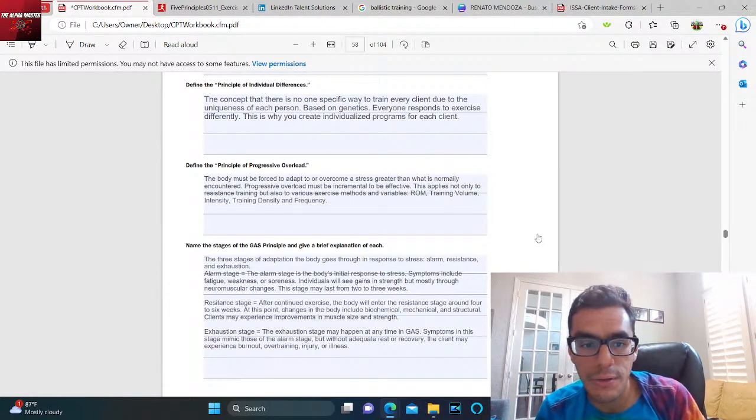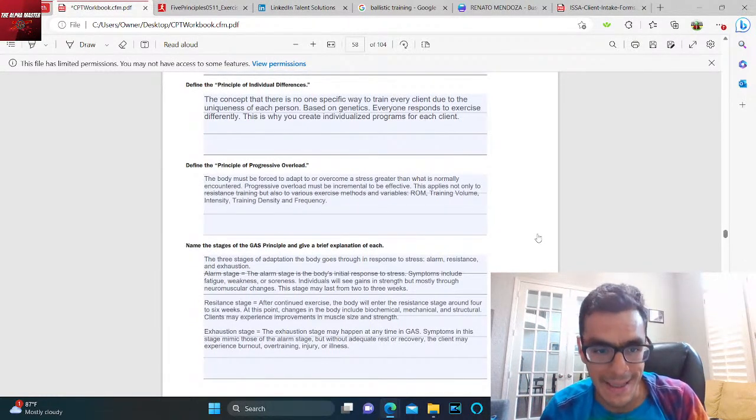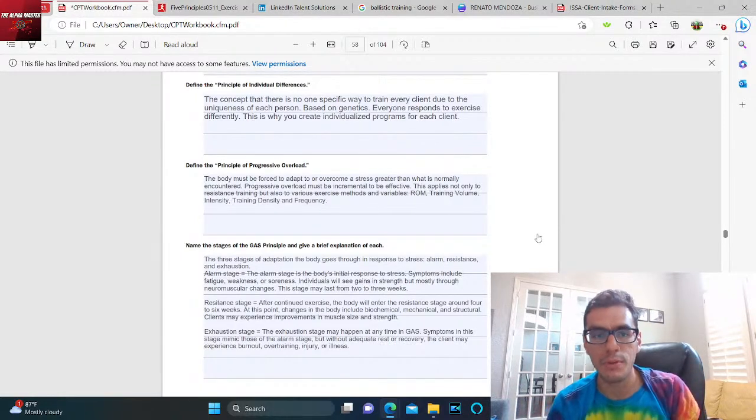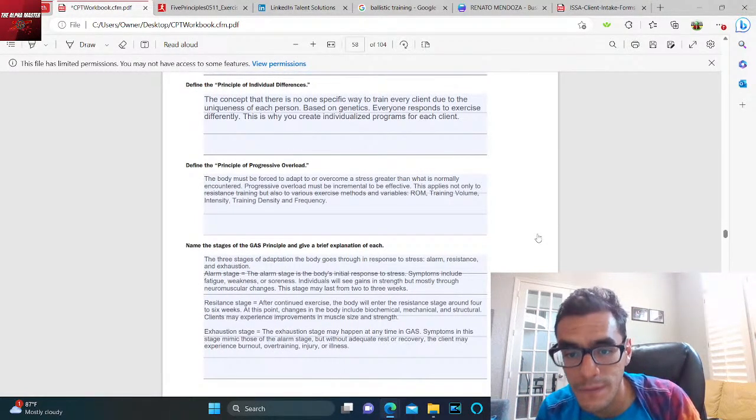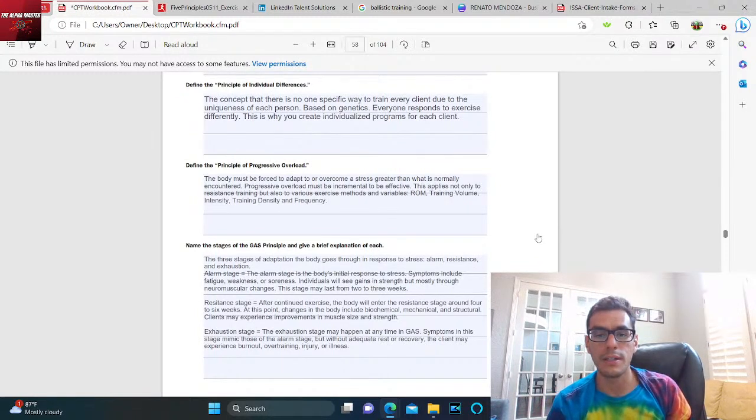This applies not only to resistance training, but also to various exercise methods and variables like the range of motion, the training volume, the intensity, the training density, and frequency. The principle of progressive overload: the body must be forced to adapt to or overcome a stress that is greater than what is normally encountered. Progressive overload must be incremental to be effective.